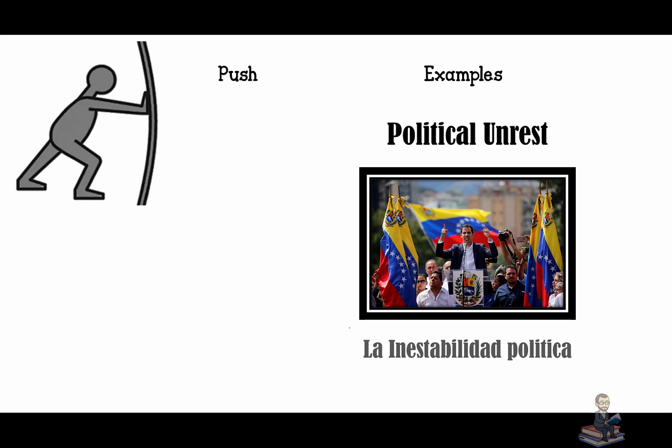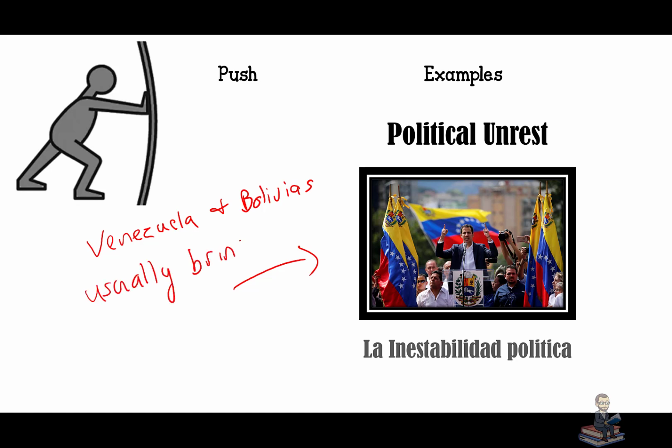Next example is political unrest. So here is my example of political unrest. In Venezuela, in Bolivia, we are seeing governments being taken over. Now, if you agree or disagree is not the question. The question is, the political unrest usually brings violence. And when that violence continues, people leave.